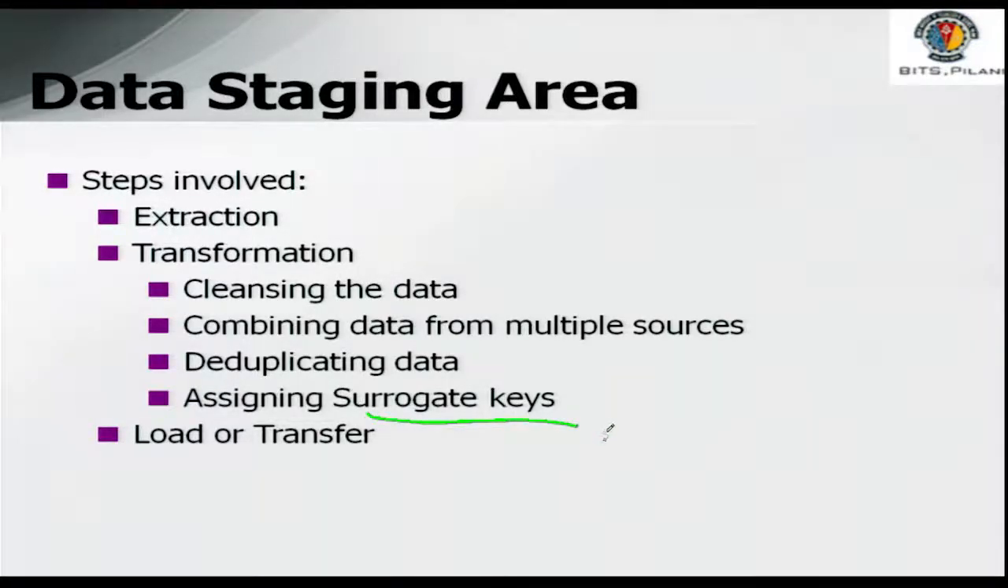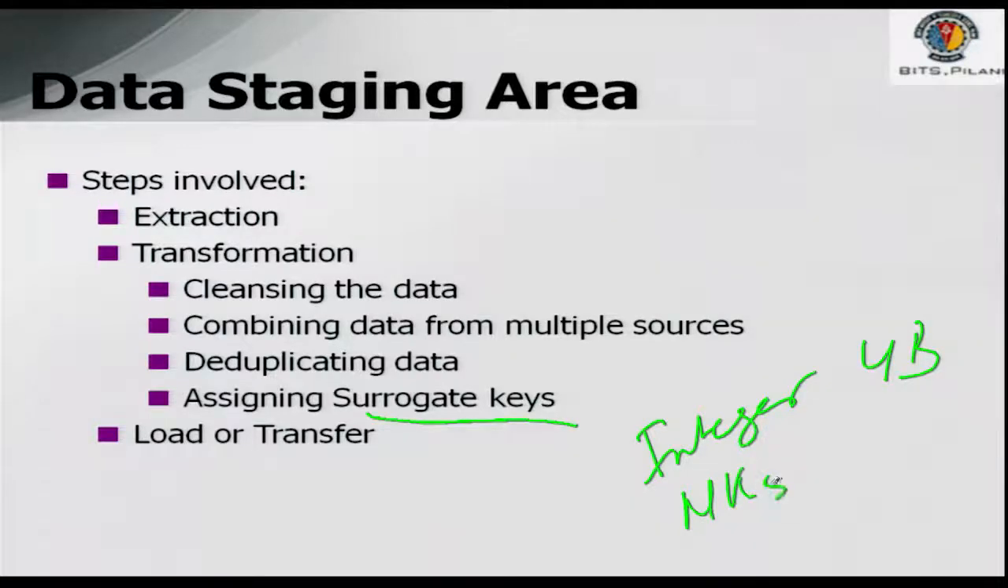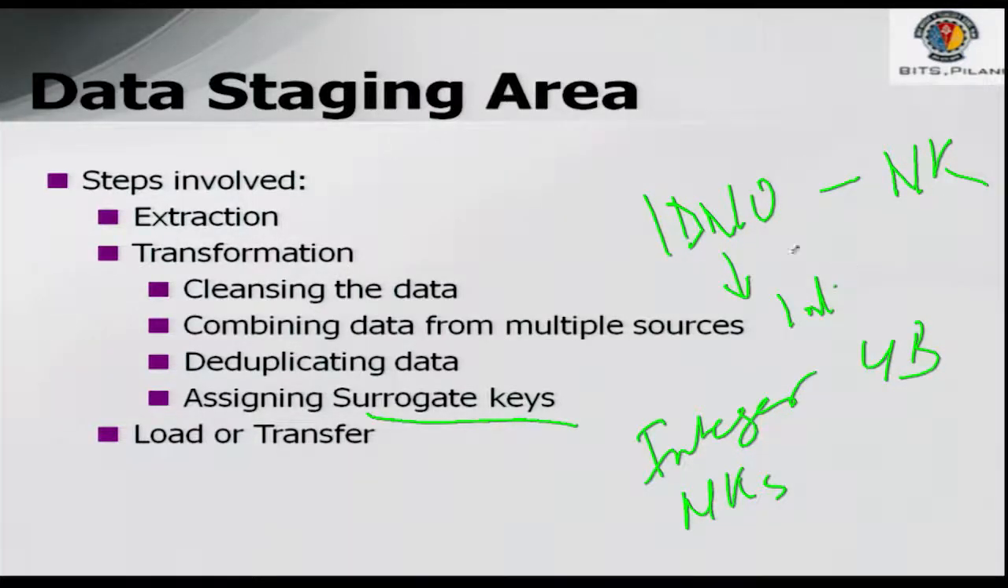So these are not dummy keys, they are integer keys mainly, 4 byte integers, and they exist along with the natural keys. Say suppose the ID number of a student is the natural key. We'll assign an integer to this ID number, and that would be the surrogate key.